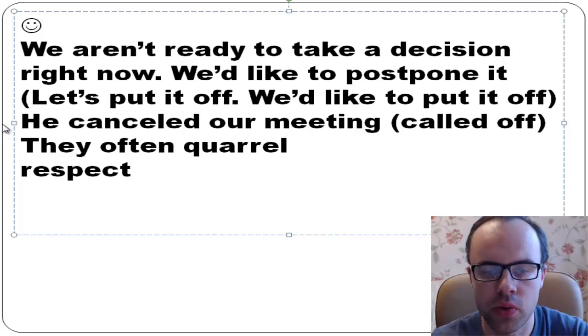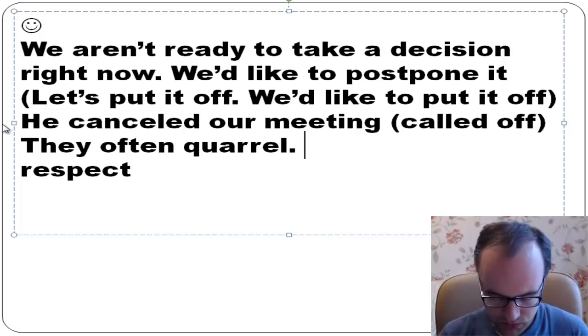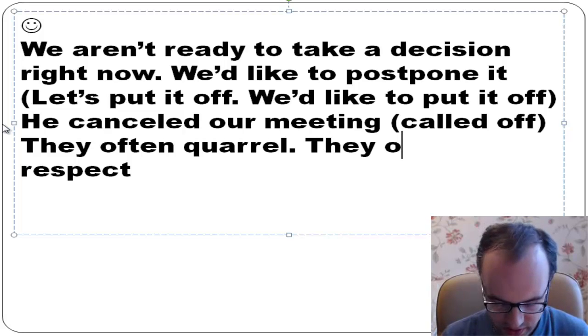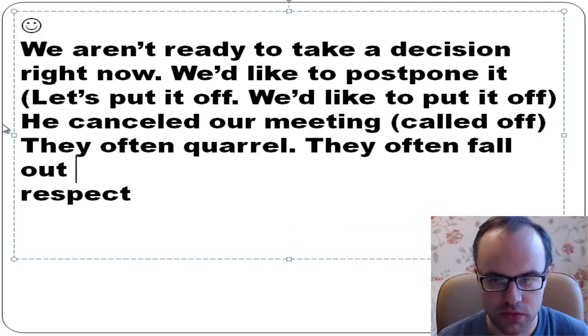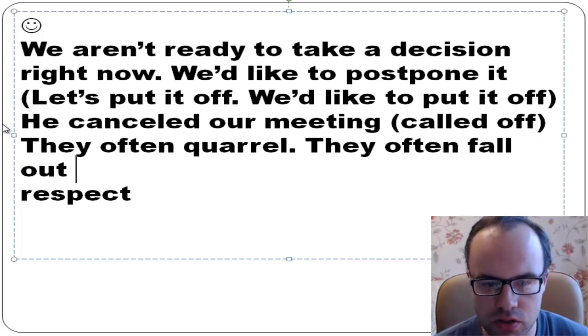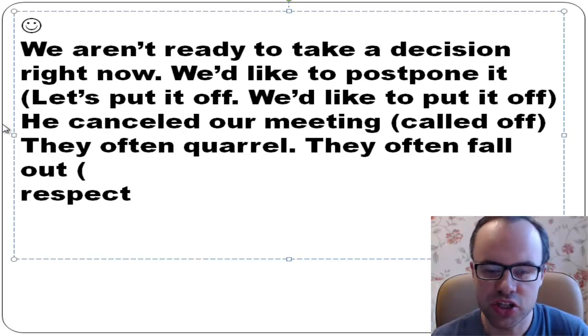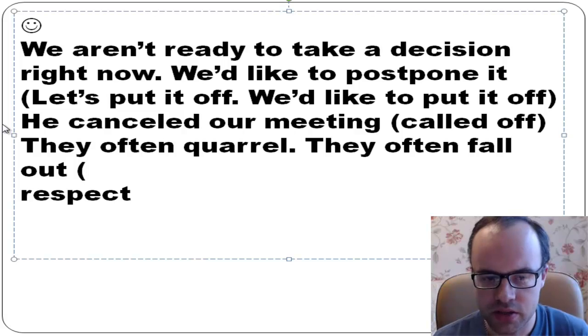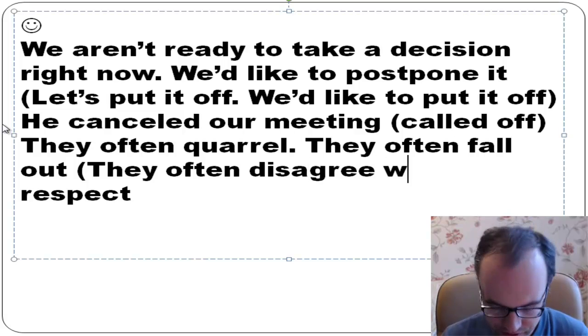So what does it mean if we say they often quarrel? It means they often fall out. So it means that they can shout, they can disagree with each other and things like this. So this life isn't normal. They often disagree with each other.